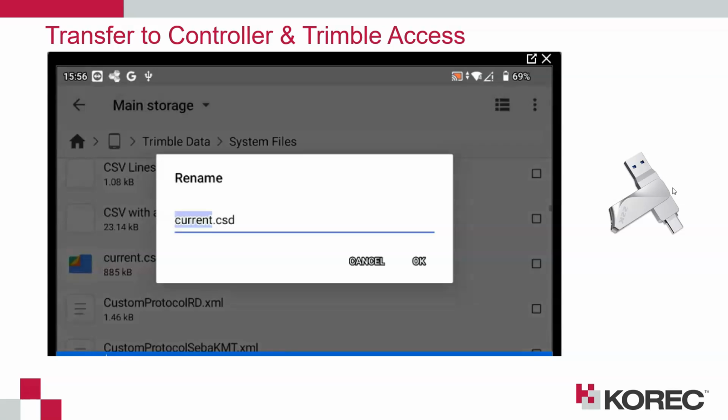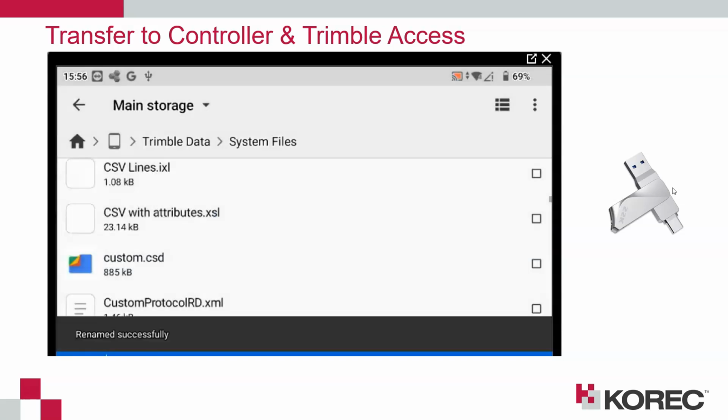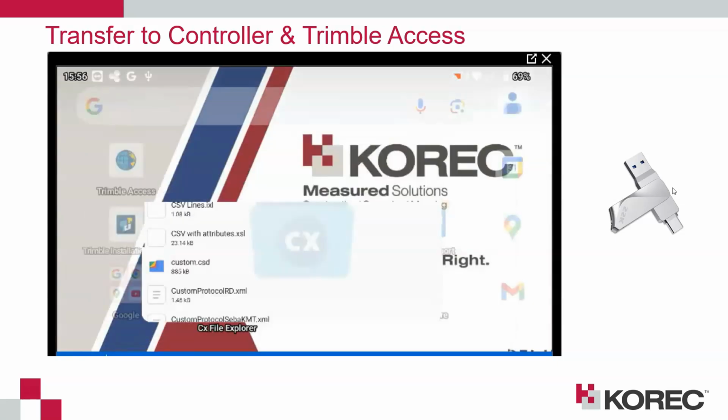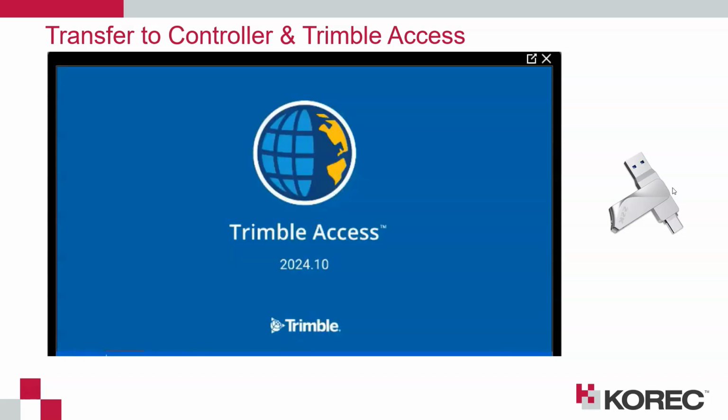Next, the file needs to be renamed. So it's going to be renamed from current.csd to custom.csd, and that means that Access will use it to pick up custom coordinate system information.